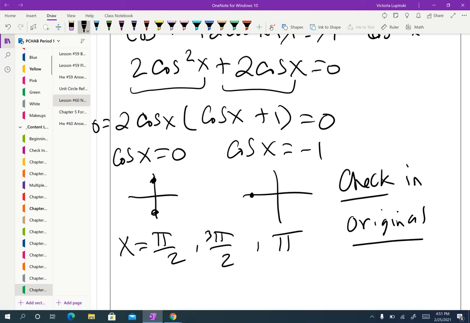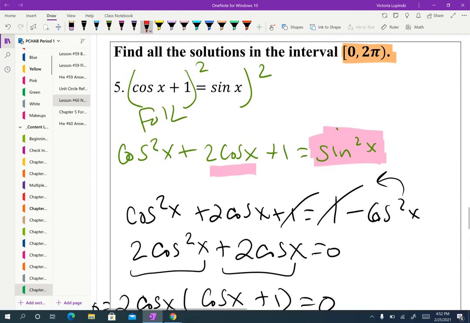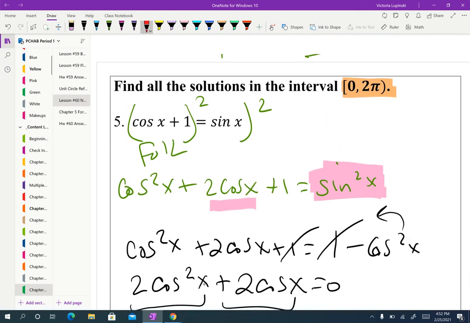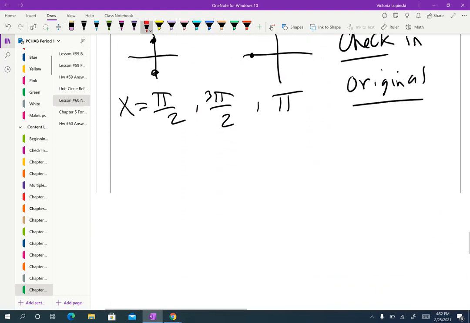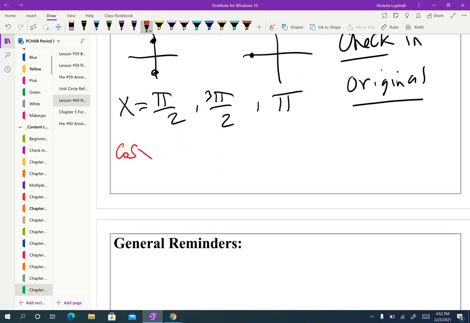And while you can use your calculator, you have to be in radian mode, of course. But to be honest, for something simple like this, it generally is easier to just use the equation and then the unit circle as needed. So again, the equation that we started with was the cosine of x plus 1 is equal to the sine of x. So we're going to check each of those 3 possibilities by plugging those in.